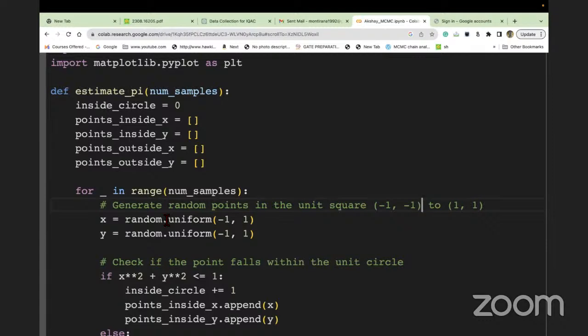But these numbers are still positive and integer. Yes, ma'am. So they are not exactly random. Yes.